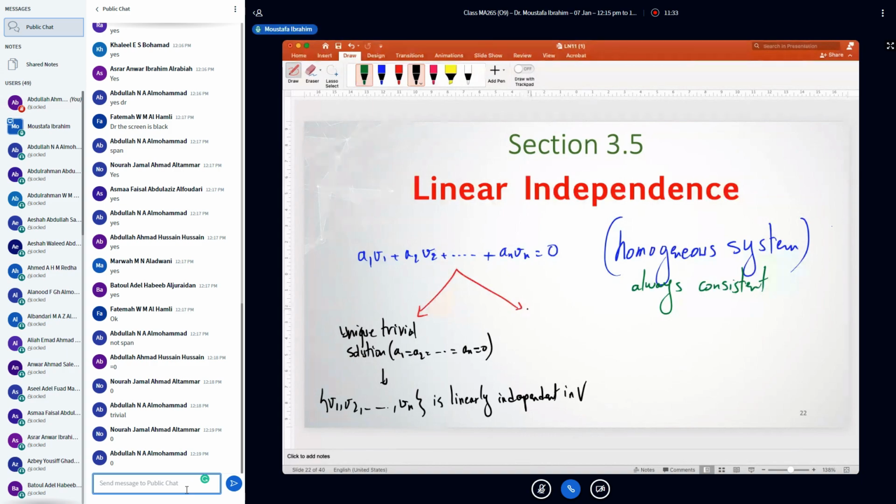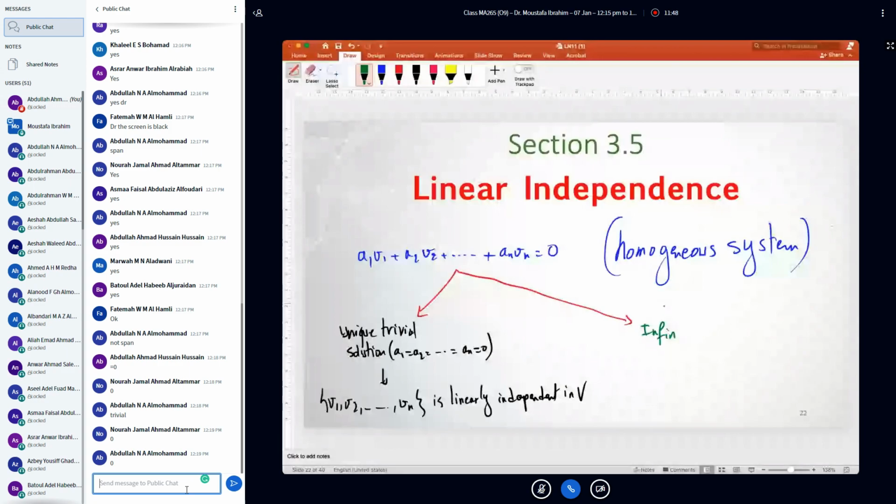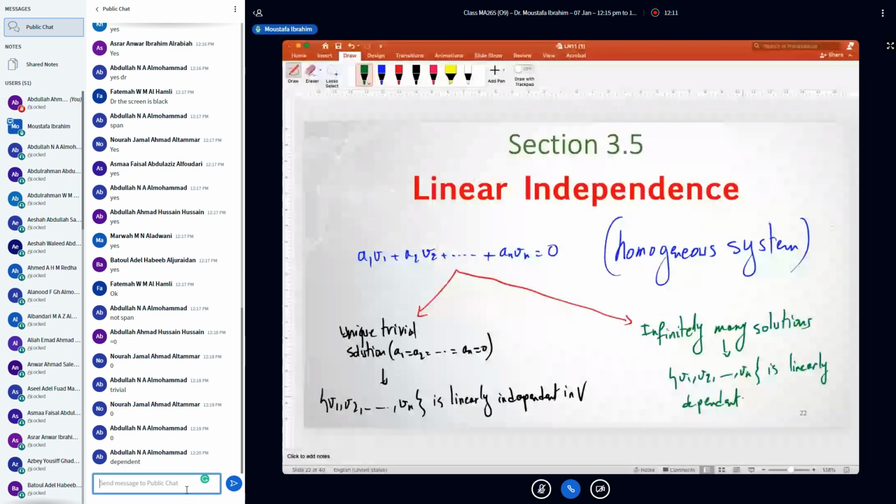Now, what's the second case? Infinitely many solutions. In this case, what's the opposite of independent? We say V1, V2, Vn is linearly dependent in V. That's it. This section is only about this.